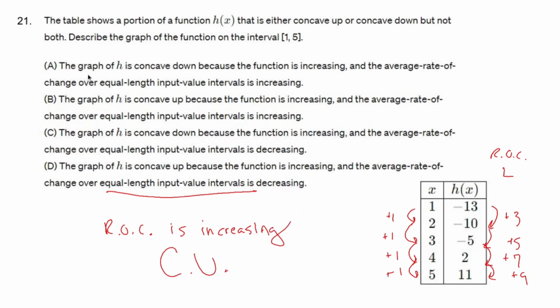Okay, so the graph of h is concave down? Nope. The graph of h is concave up because the function is increasing and the average rate of change over equal length input value intervals is increasing. Yup. The graph of h is concave down? Nope. The graph of h is concave up because the function is increasing and the average rate of change over equal length input value intervals is decreasing. Nope.